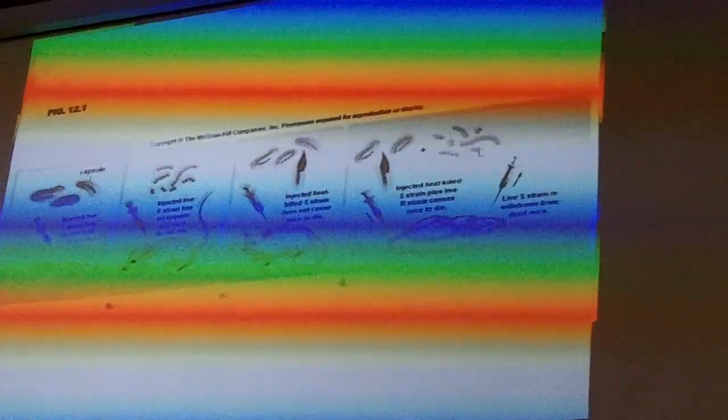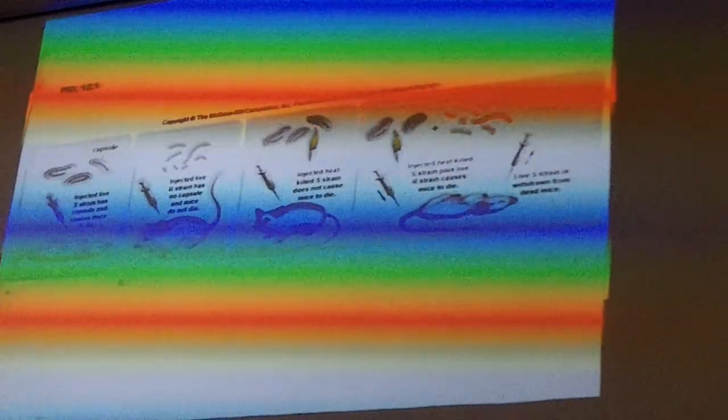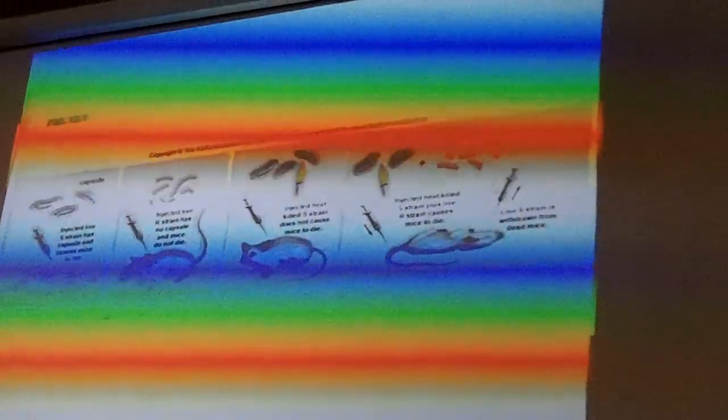How could this be? How could it be that you put dead S-strain bacteria into the mouse's body with live R-strain bacteria, and then you withdraw live S-strain bacteria from the mouse? Yes, Meryl. It mutated it. Mutated the R strain. What did? The R strain. S strain did. Right. But you killed S strain.